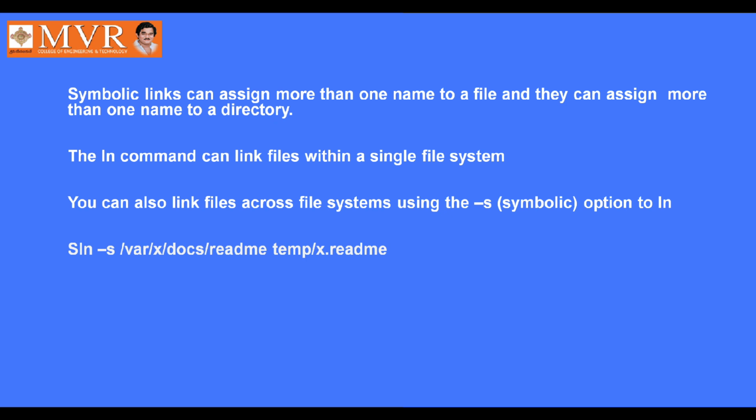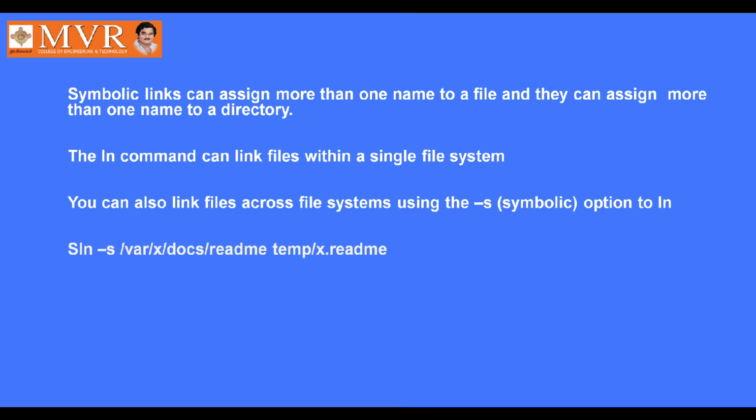Links can be used to assign more than one name to a file, but they have some important limitations: they cannot be used to assign another name to a directory. That is the disadvantage we are overcoming here. How can we use it? Let us see. We can simply use the ln command with the option -s, where -s stands for symbolic. The ln command can link files within a single file system, and you can also link files across file systems using the -s option.